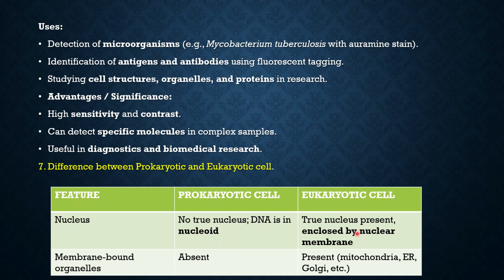Whereas in eukaryotic cell a true nucleus is present, which is enclosed by a nuclear membrane. And in prokaryotic cell membrane bound organelles are absent. In eukaryotic cell they are present, like mitochondria and endoplasmic reticulum. All these are membrane bound.